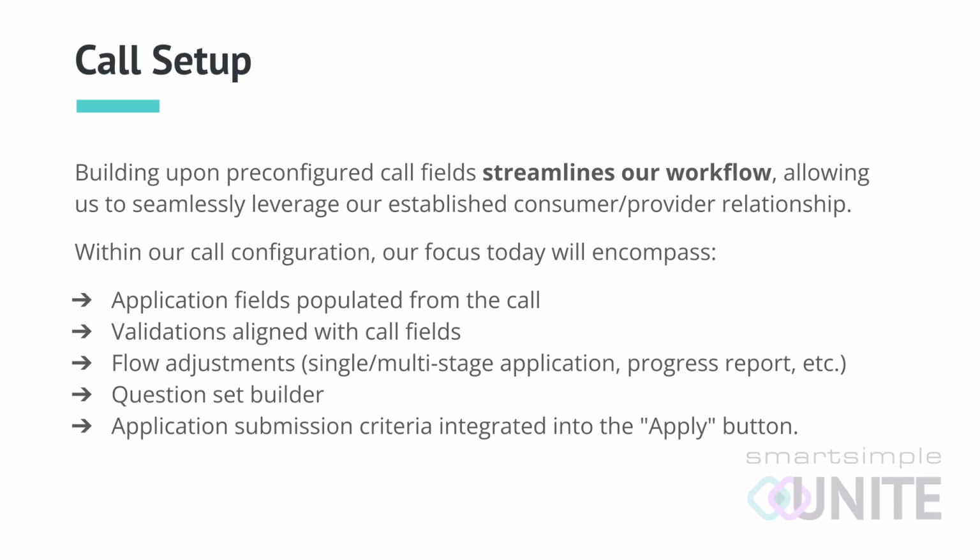We first have the possibility to populate application fields from our call fields. This will help us ensure consistency and save us some time by eliminating redundant data entry. Secondly, we can configure validations that align with our call fields, triggering validation checks in the application. This will ensure adherence to predefined criteria, enhancing the quality of submissions. Next, our system allows for dynamic flow adjustments based on established call fields. This flexibility ensures that the application process adapts to changing requirements, optimizing efficiency.